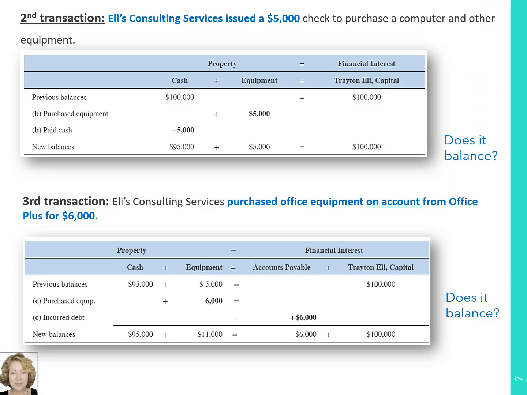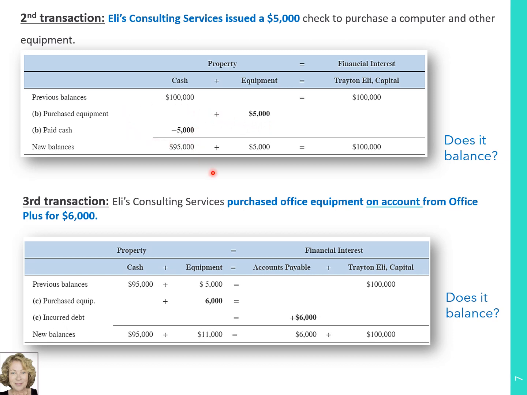In the second business transaction, Eli's Consulting Services issued a $5,000 check to purchase a computer and other equipment. So let's analyze it first. The firm purchased new property, equipment, which means that the property increased. The firm also paid $5,000 in cash, which means that the property decreased. We'll add another category for equipment on the property side and write plus $5,000 in the equipment column and write minus $5,000 into the cash column.